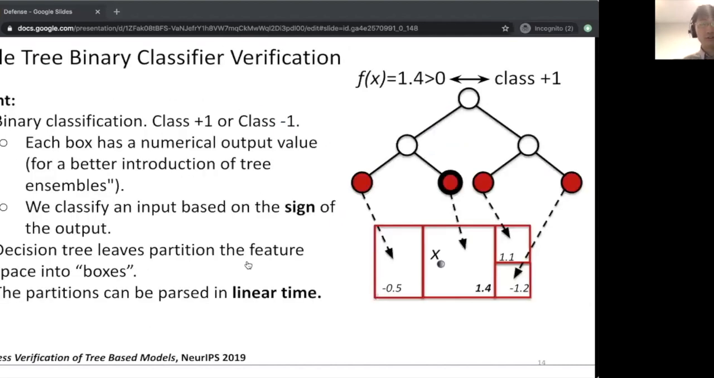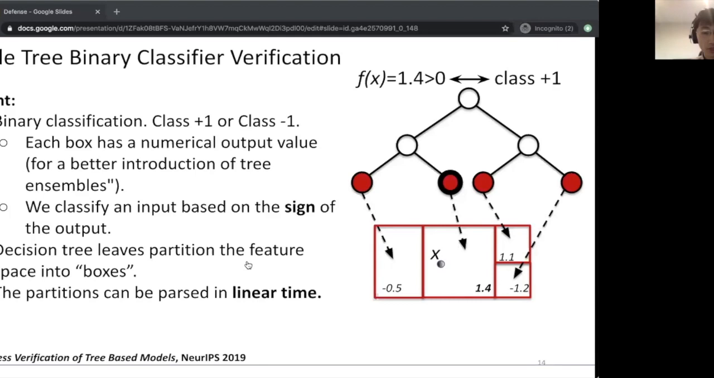For simplicity, we use binary classification in our introduction. The class labels are basically +1 and -1. First, we consider a single decision tree. We assume each leaf has a numerical output value, and we do a binary classification based on the sign of the output value. For example, here an input arrives at a leaf, and its corresponding output value is 1.4. So it's classified as class +1.